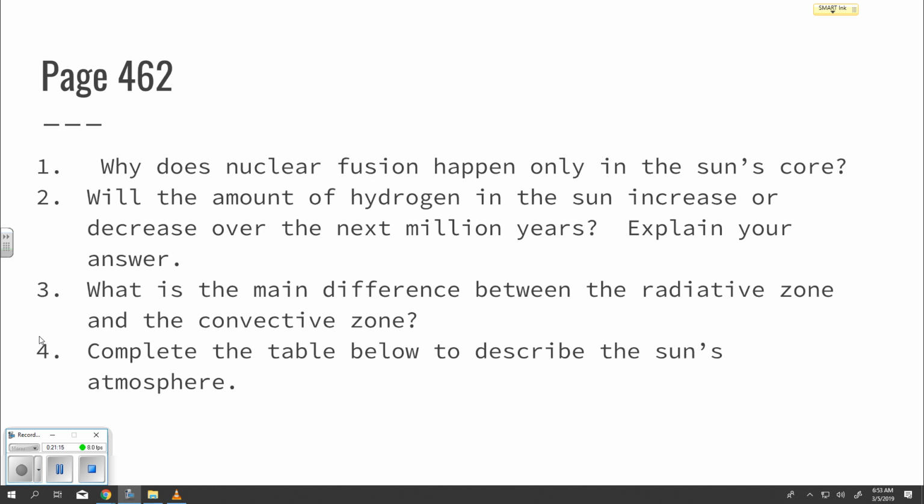Page 462. Why does nuclear fusion happen only in the sun's core? Will the amount of hydrogen in the sun increase or decrease over the next million years? Explain your answer. What is the main difference between the radiative zone and the convective zone? Complete the table below to describe the sun's atmosphere. Question 1, answer can be found on page 457.